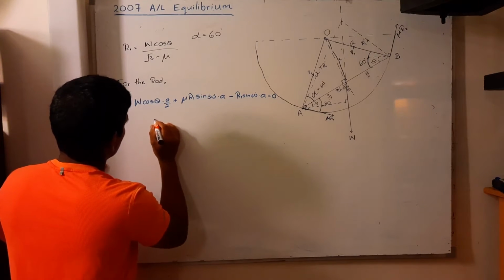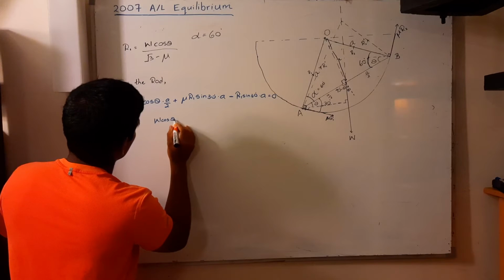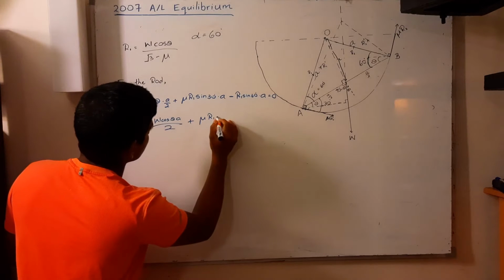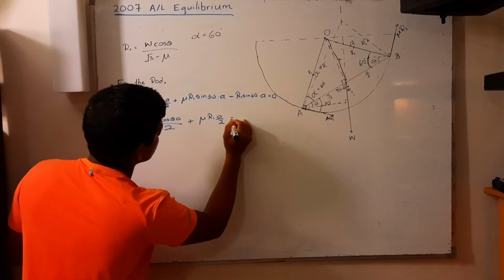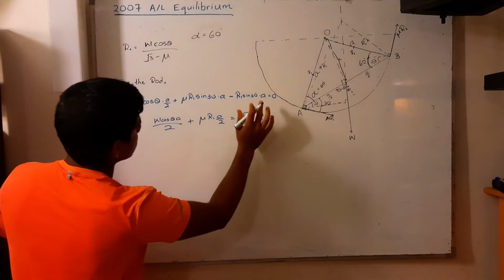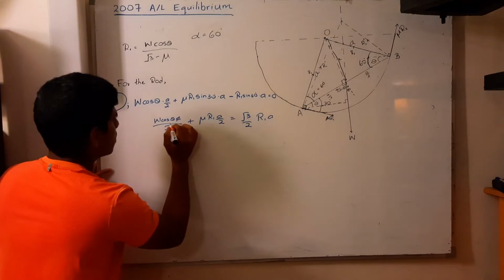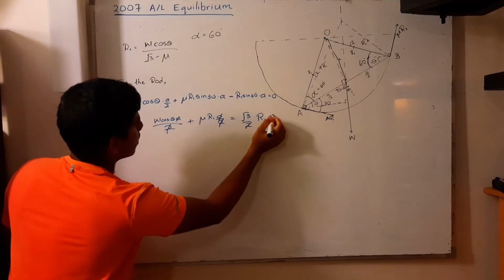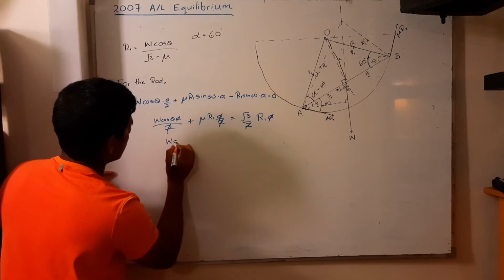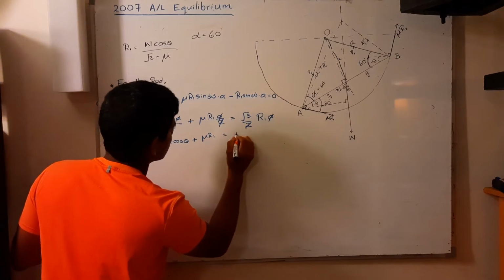So basically W cos theta A over 2 plus mu R1 A over 2 equals root 3 over 2 R1 A. Sine 60 degrees equals root 3 over 2 and sine 30 degrees equals half. So as you can see, the A by 2 gets cancelled since it's common to both sides. So then W cos theta plus mu R1 equals root 3 R1.